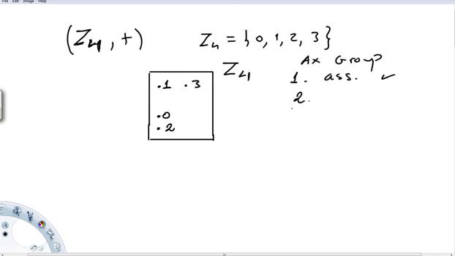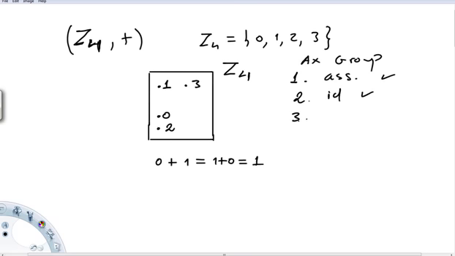2. There is an identity. Well, yes, 0. If you add 0 to any other element, let us take 1 for instance, you get 1 plus 0, you get 1, so this is the identity. Okay, there is an identity. You can do this to any other element.